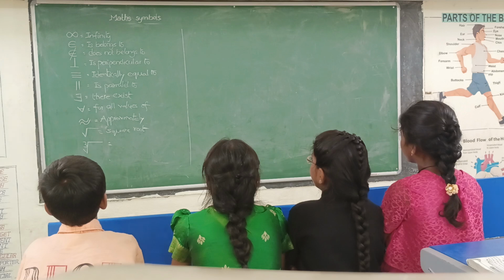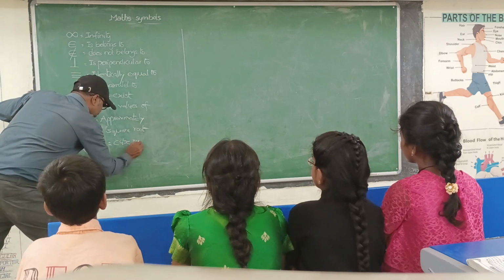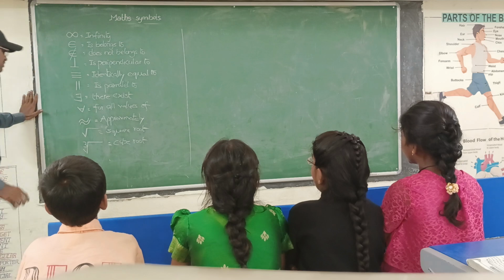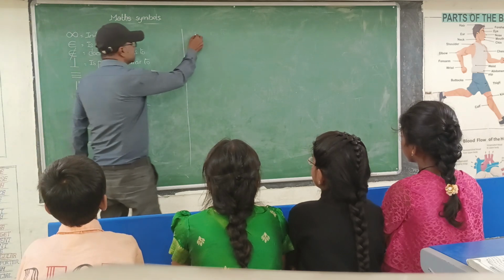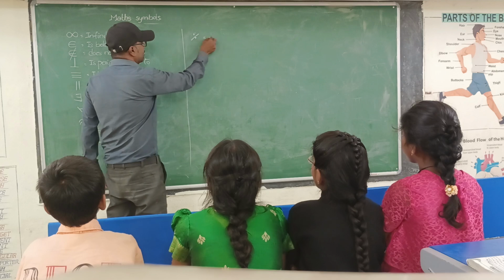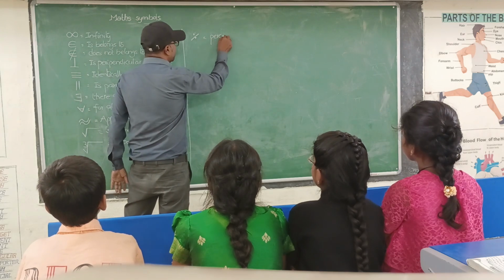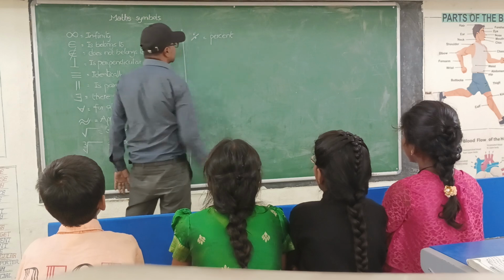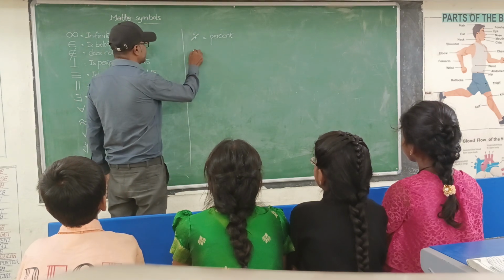What? Cube root. Telugu meaning? Ganamoolamu. Very good. Next. Percent. Telugu meaning? Satam. Very good. Next.